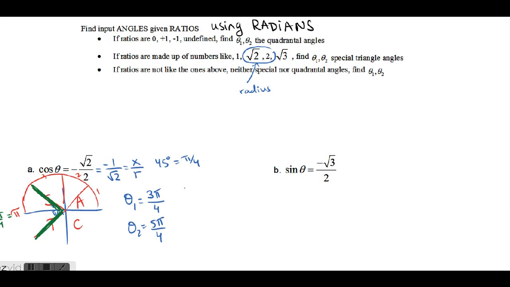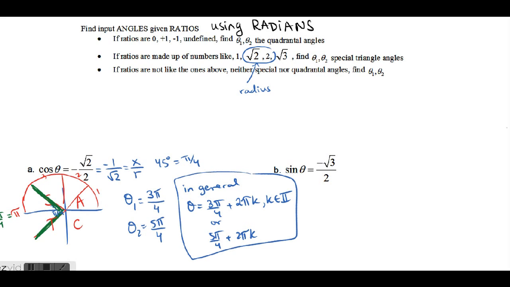Now, in general, if you were ever requested to record the general solution, you would say theta is equal to 3 pi over 4 plus a full revolution, which is 2 pi k, and k here represents an integer. Or we have to actually quote the second version as well, because as k goes through all the integers, you will only get answers that fall on this terminal arm right here, not ever in quadrant 4. So you have to quote the other one, 5 pi over 4 plus any multiple of the period. And this is the general solution.